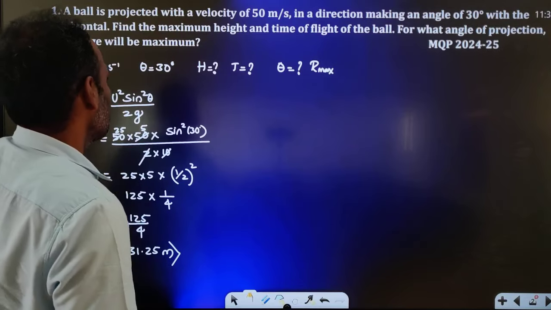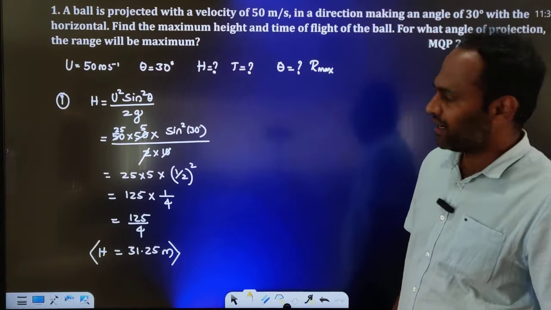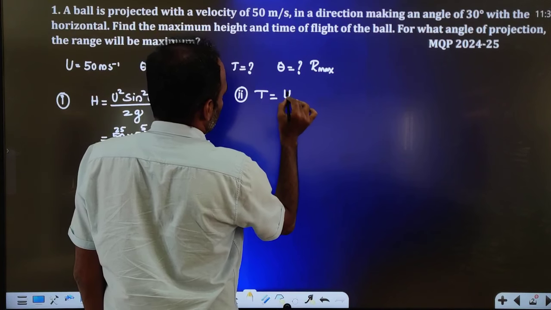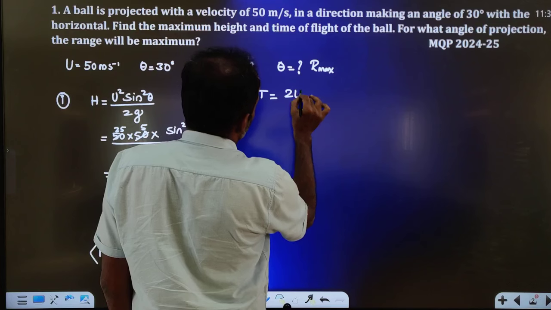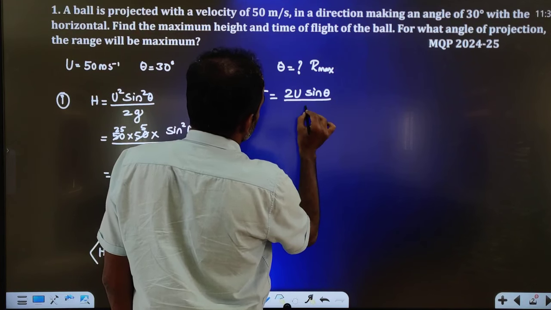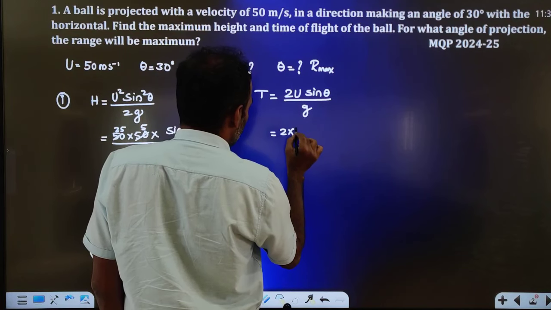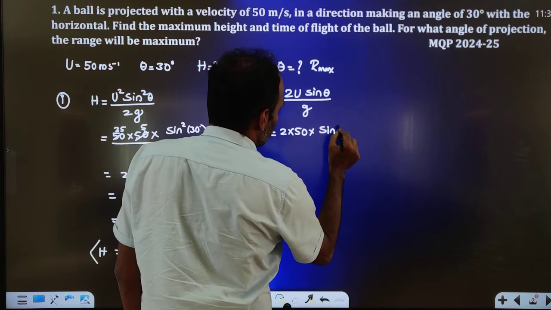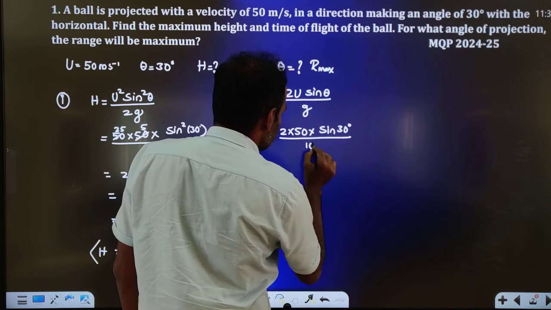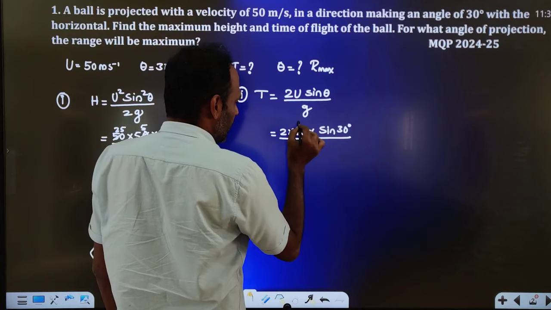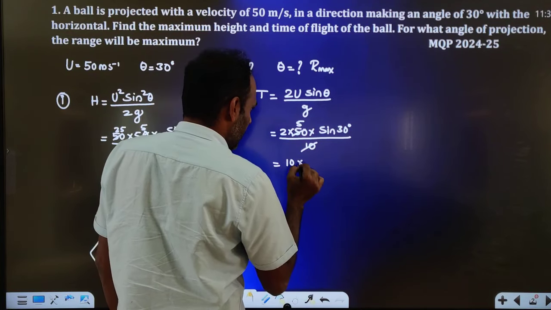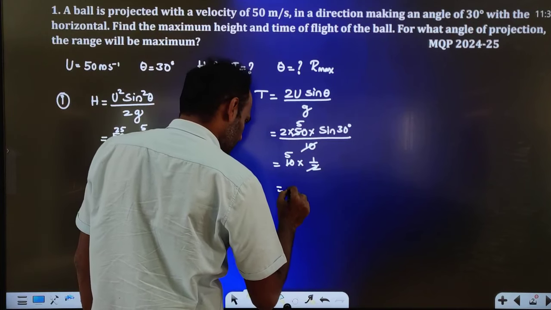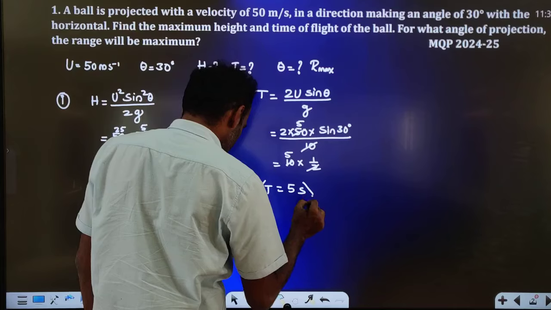So we calculated maximum height. Next, let us calculate time of flight. Take the formula of time of flight: time of flight is equal to 2u sin theta upon g. So 2 into u, u is 50 meter per second, theta is 30 degree. So 2 into 50 into sin 30 degree divided by g. We take g as 10. So 10 ones are 10, 5s are 5, so 2 into 5 will be 10. 10 into sin 30 degree, which is 1 by 2. The 2 and the 2 cancel, so the time of flight is 5 seconds.